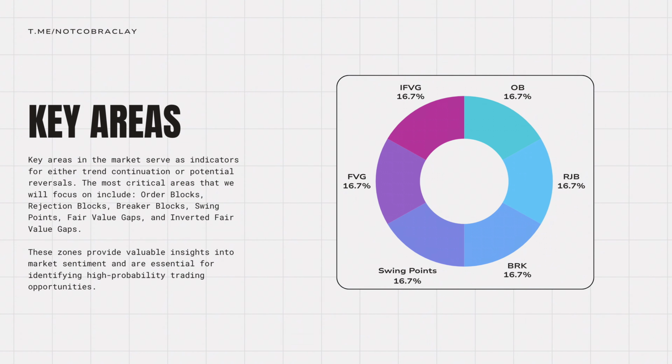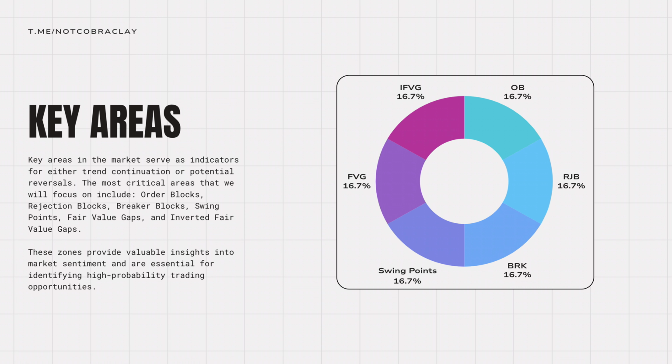The most critical areas that we will focus on include order blocks, rejection blocks, breaker blocks, swing points, so swing highs, swing lows from M5 to 1 hour even, fair value gaps, and inverted fair value gaps. These zones provide valuable insights into market sentiment and are essential for identifying high probability trading opportunities, because without these 6 key areas marked in this ring here, markets would be just nothing, not even understandable.